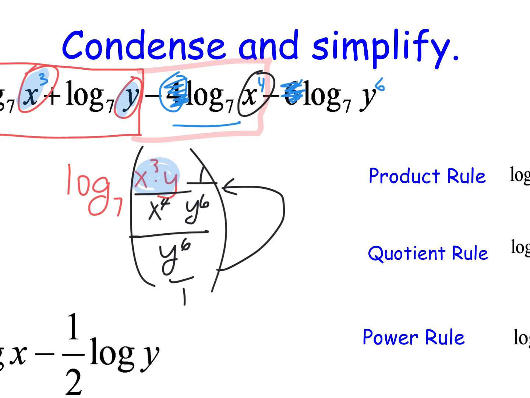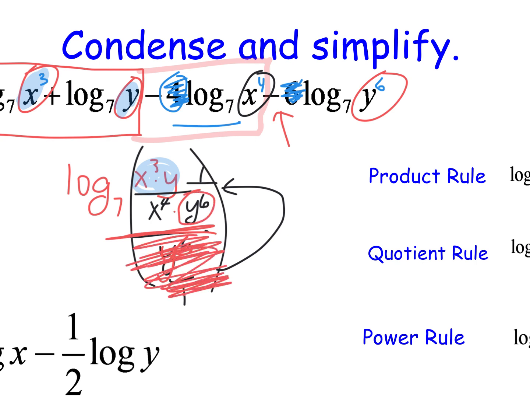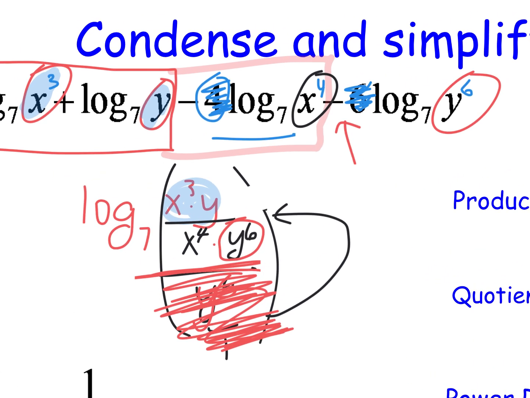We had to, because there was a minus, we had to divide by y to the 6th. And that was this. Divide by y to the 6th. But then I'm just going to flip and multiply it back. I may as well just put it on the bottom in the first place. There is your final answer.